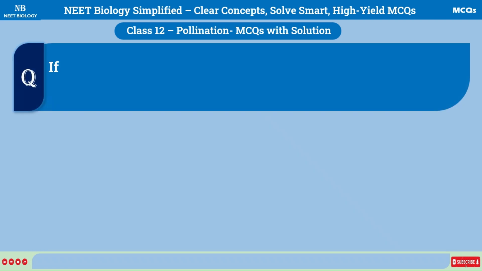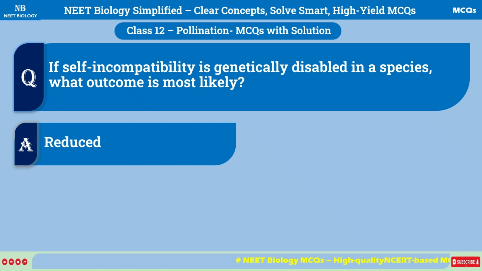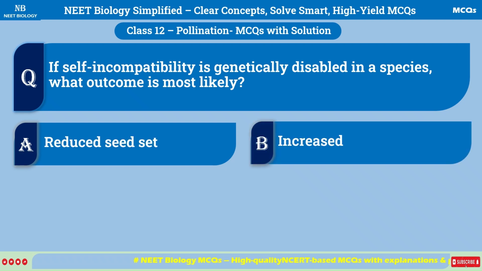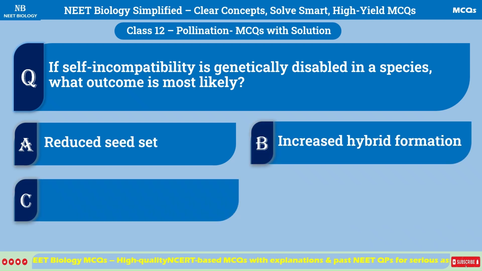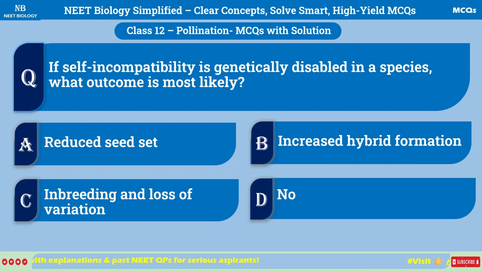If self-incompatibility is genetically disabled in a species, what outcome is most likely? A. Reduced seed set. B. Increased hybrid formation. C. Inbreeding and loss of variation. D. No fertilization.